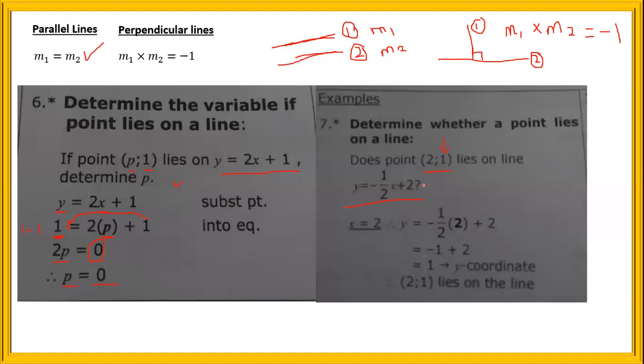Okay, so you take the x value and put it into the equation to see what y value you get. So let's do that. In this second step, because we know x is 2, it's going to be a half times 2 plus 2, which is -1 plus 2, and it gives you 1 as your y value, right? Which corresponds to the point that we were given there. Therefore, this point lies on the line. All right.